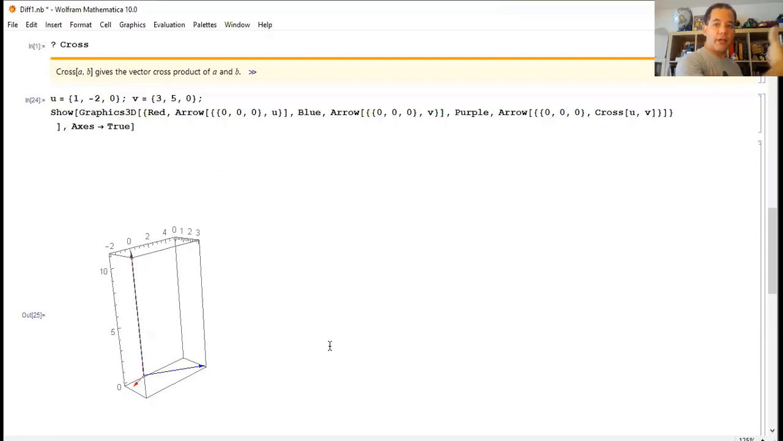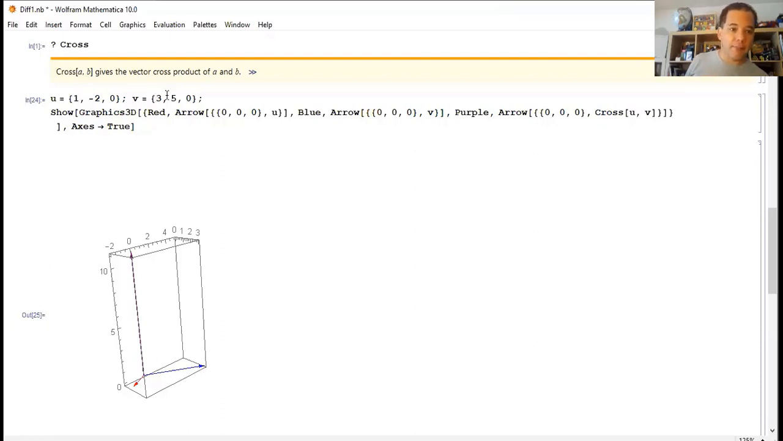So from the red to the blue, and then where is your thumb pointing? That's where the purple is going to go. So the purple one will be perpendicular to both, from the red to the blue, right? So you can see that the purple points in the direction of the z-axis right now. So easy, it's a vertical one, right? But that's because I put two vectors in the xy plane, right? Both of my vectors are on the xy plane.